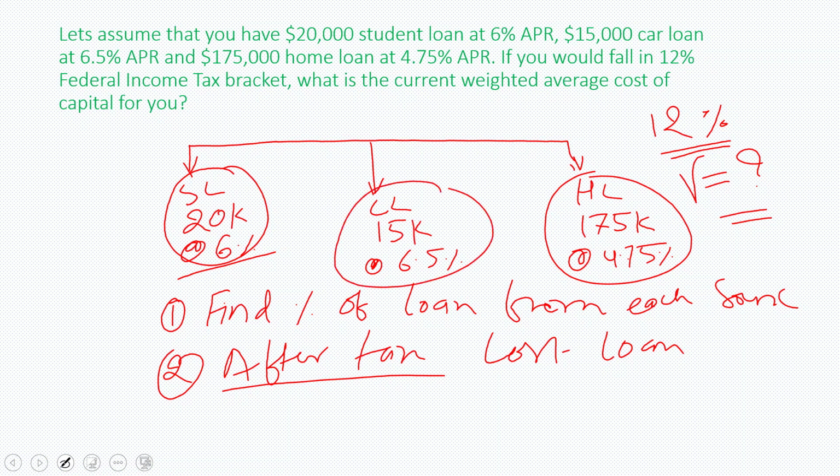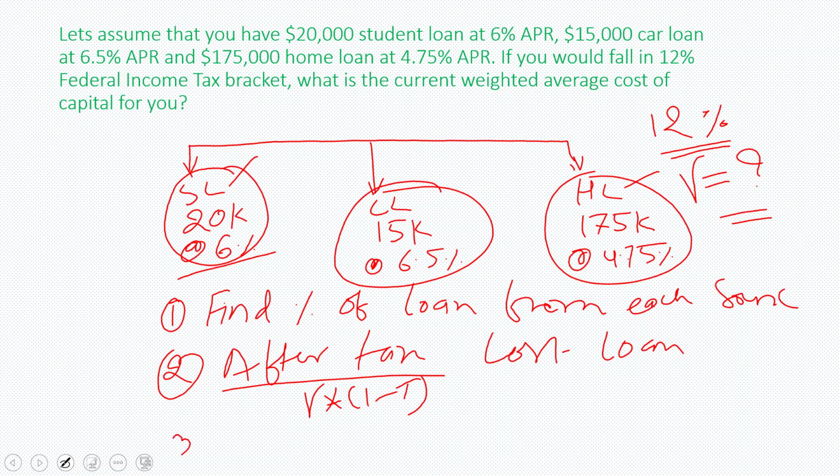But as far as the car loan is concerned, this is for personal consumption, so the interest you pay on the car loan is not tax deductible. Therefore, before tax or after tax cost of car loan is going to be the same. So for student loan and the home loan, you need to find out after tax cost. And if you remember from my prior videos, after tax cost of loan equals whatever your cost of loan times 1 minus the tax rate. If you multiply your cost of loan by 1 minus tax rate, that gives you the after tax cost. That would be our second step.